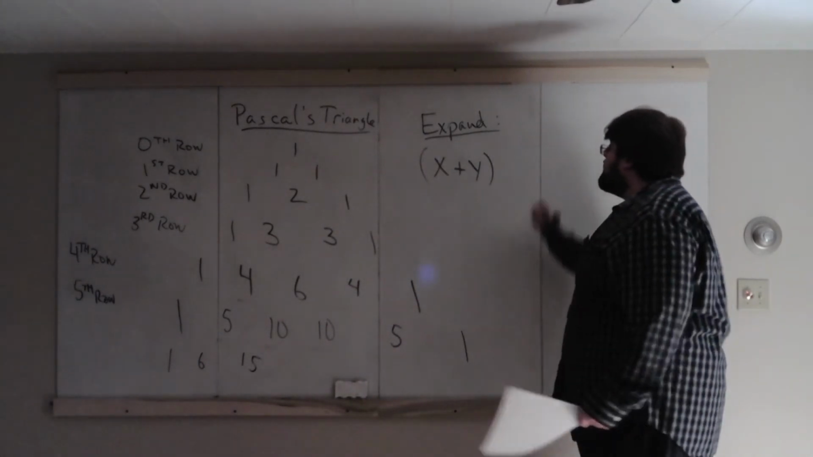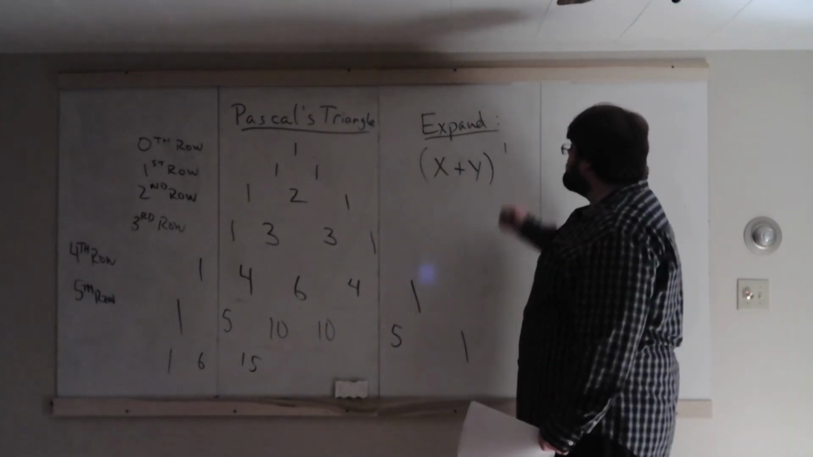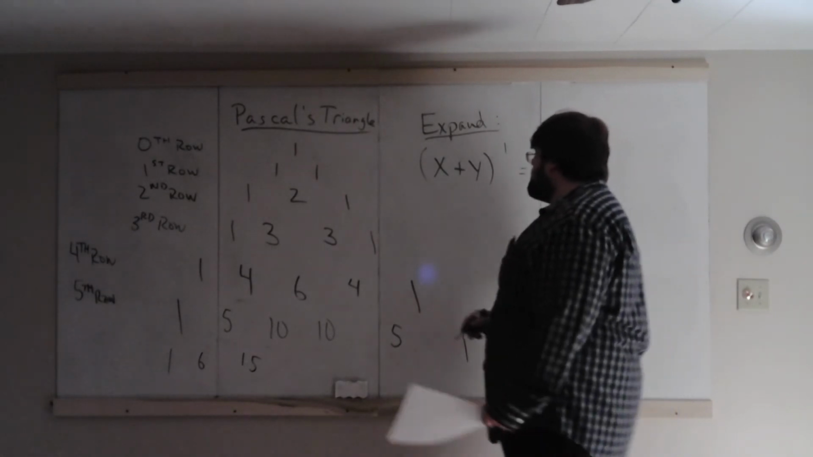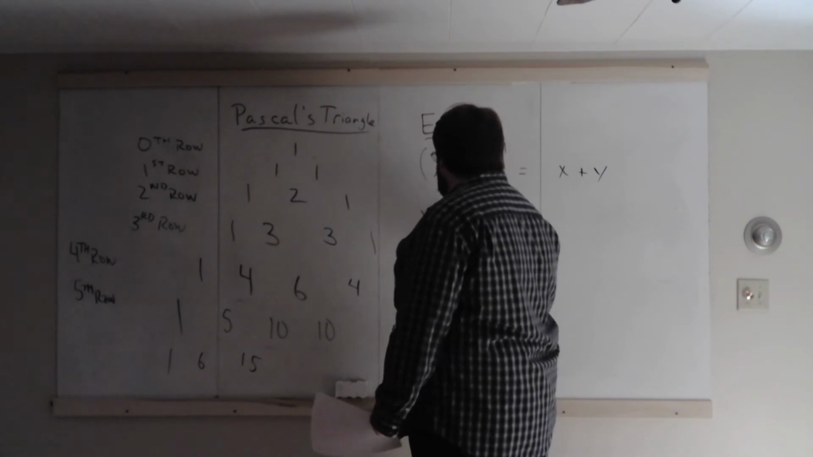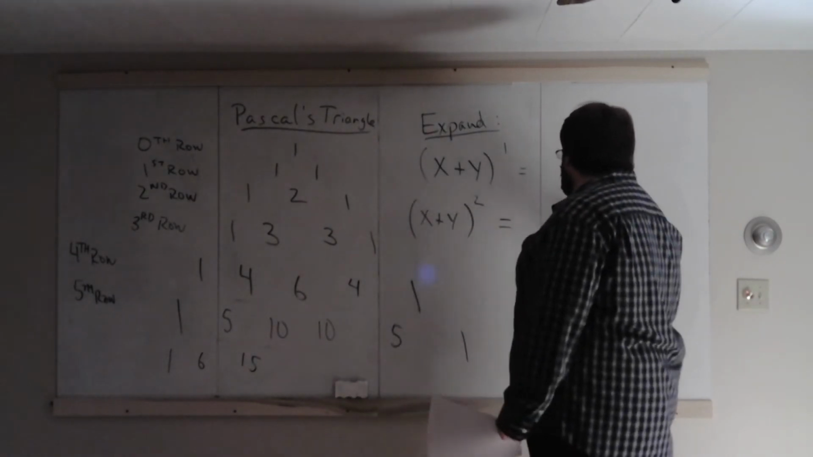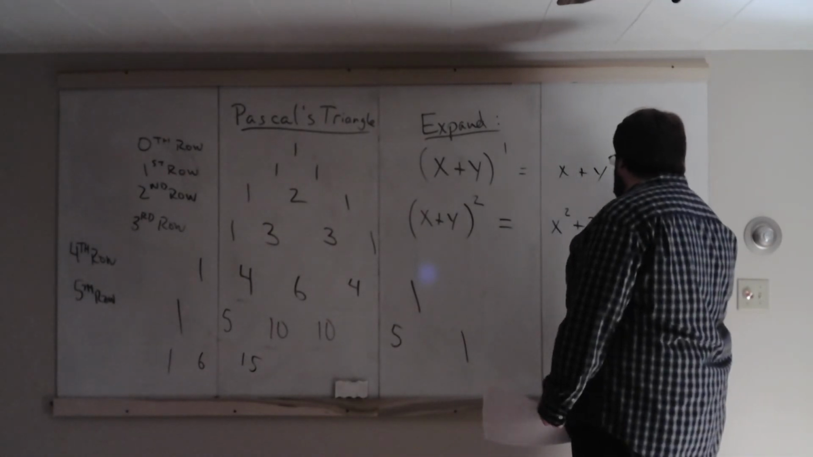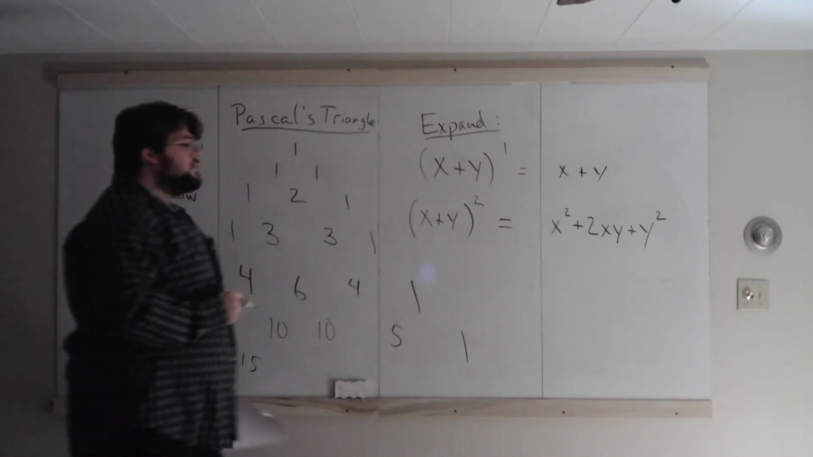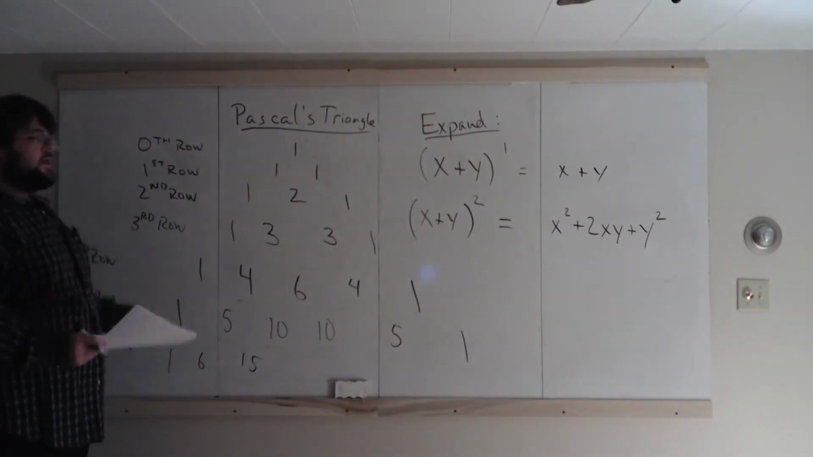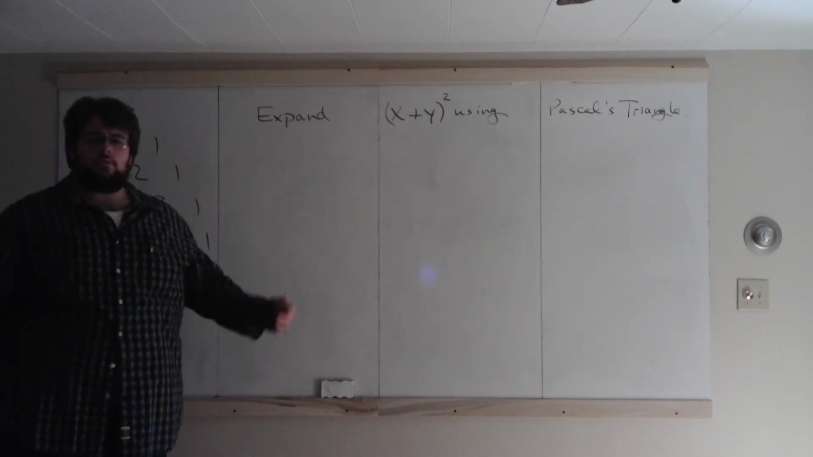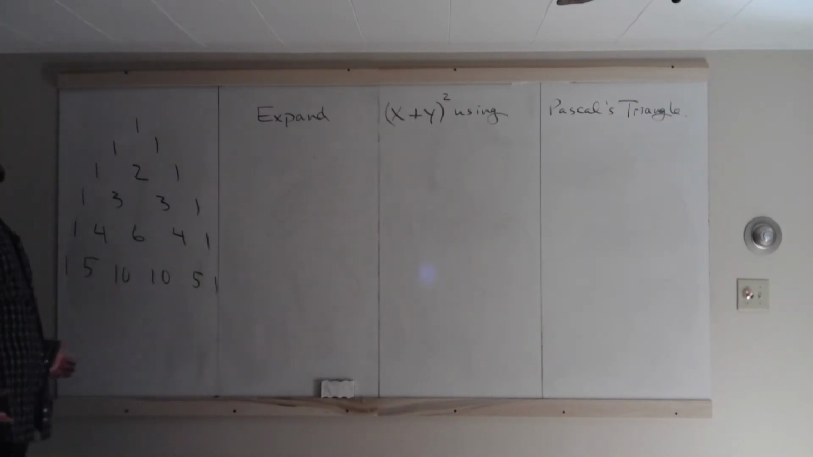But as an example, x plus y to the first is just x plus y. Well, let's keep that in mind. x plus y squared. Well, what's x plus y squared? Well, you might remember from a high school algebra class that it's x squared plus 2xy plus y squared. But we can actually see all of that using this triangle. So let's expand this square using Pascal's triangle.